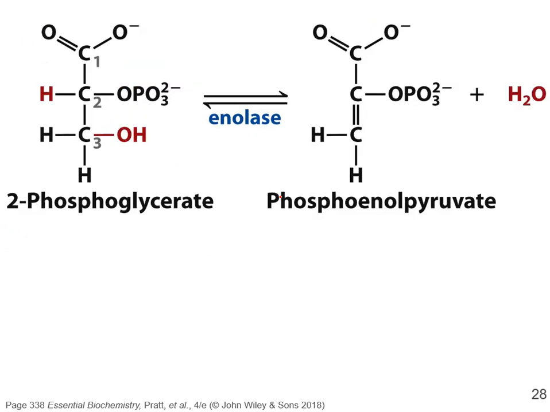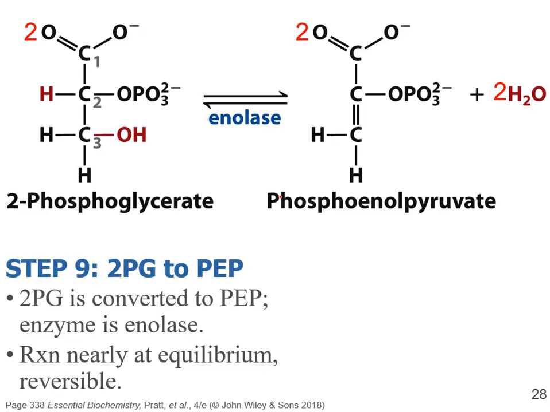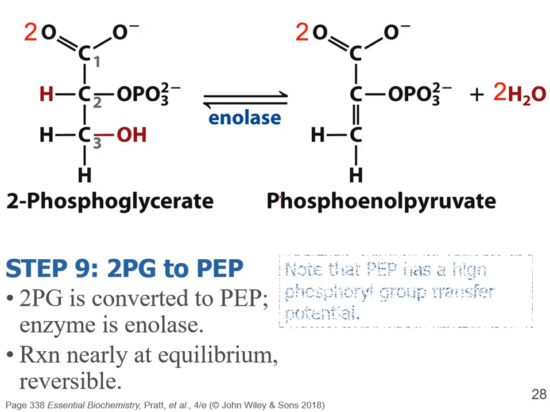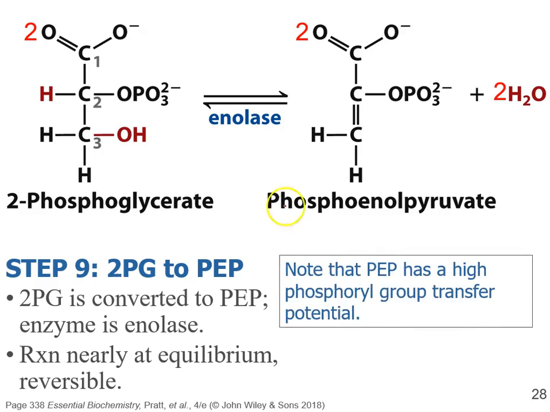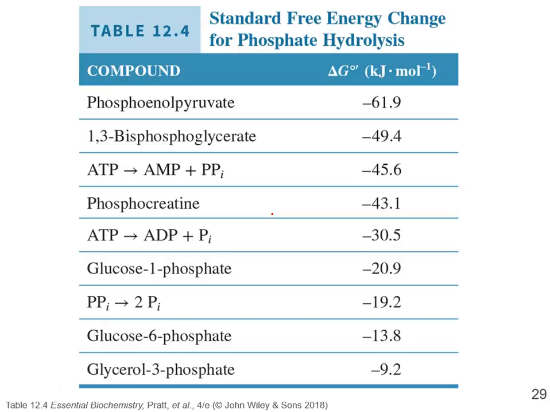Okay, so moving on to the next step, I'm going to multiply everything by 2. So I'm going to convert the 2-phosphoglycerate to phosphoenolpyruvate, and that reaction is also reversible. But what I want you to remember is that phosphoenolpyruvate is also on my list. It has a high phosphoryl group transfer potential. And here's that list again. And phosphoenolpyruvate is on top.